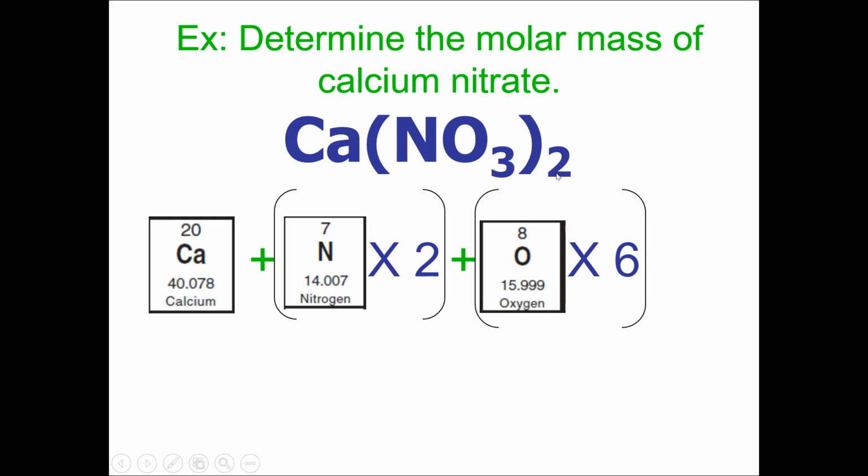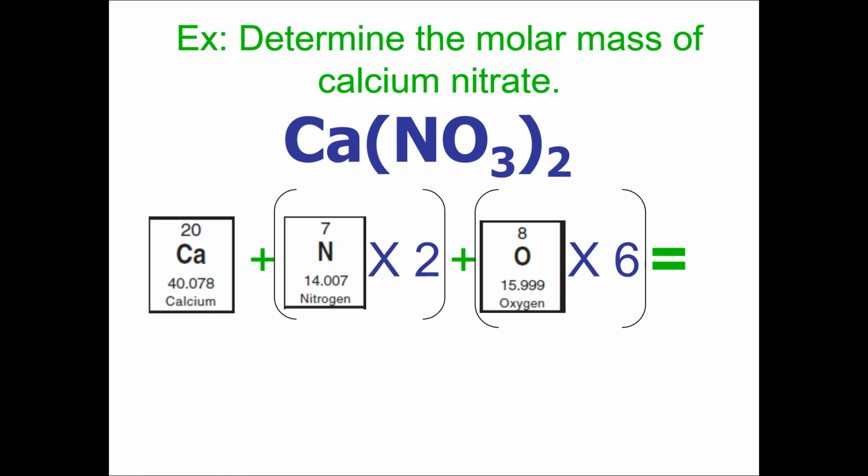Now, even though we are distributing out the 2 to help us calculate the masses, never distribute out the numbers outside the parentheses for a final formula. Calcium nitrate should look like this and not CaN2O6. So here is our calculation. You can put this into your calculator exactly as you see it. If you want to hit pause to calculate that, you can do so.